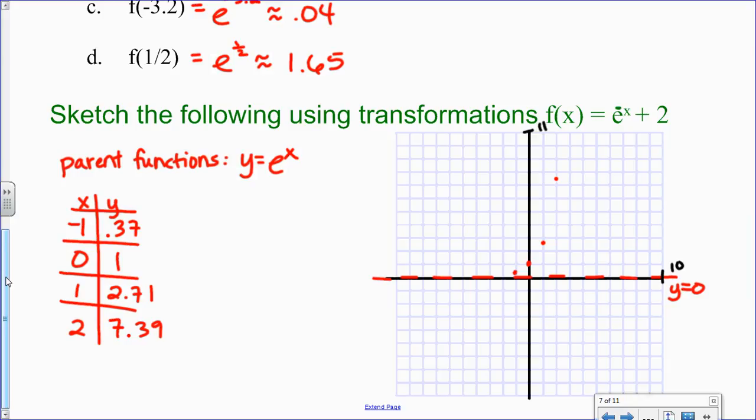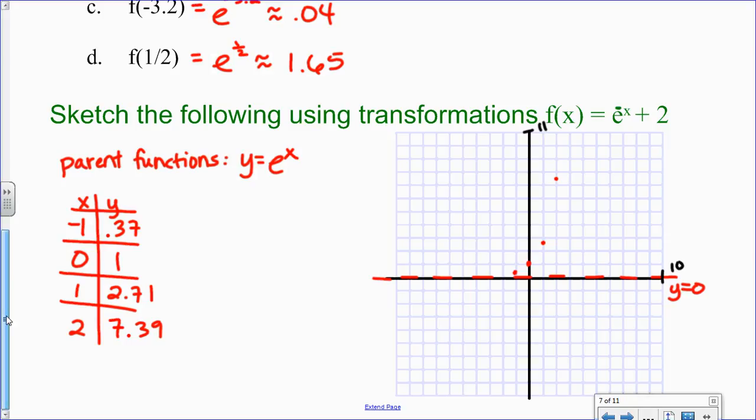Okay. So I'll just plot the points and then use the transformation. The parent function looks just like any other exponential parent function, like y equals 2 to the x or 4 to the x. So y equals e to the x looks similar. e is just a number. The only difference is that the points you're plotting, you have to approximate because e is irrational.